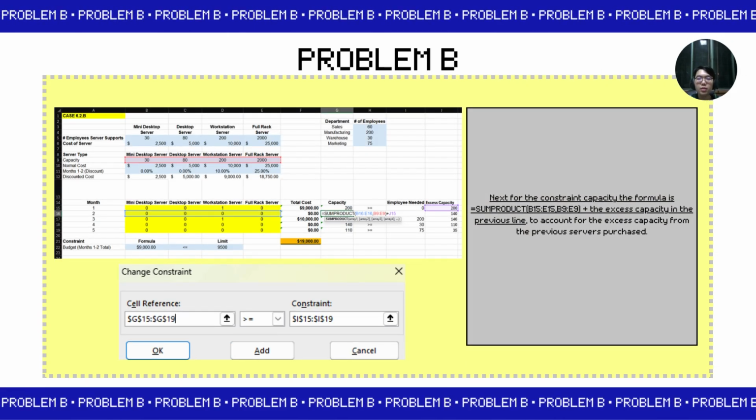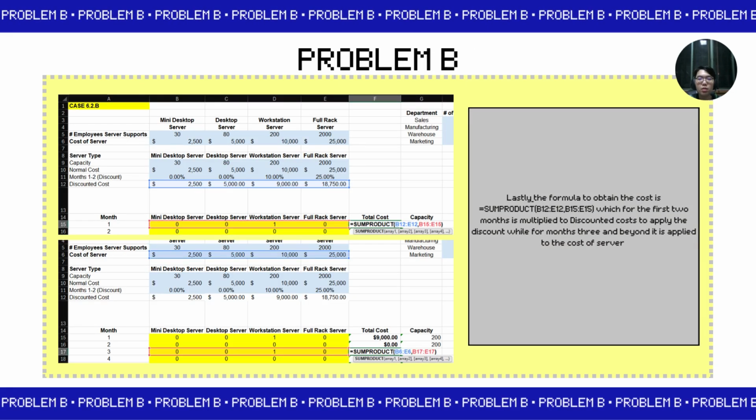Next, for the constraint capacity, the formula is sum product B15 to E15 and B9 to E9, plus the excess capacity in the previous line, to account for the excess capacity from the previous servers purchased. Lastly, the formula to obtain the cost is sum product B12 to E12, comma, B15 to E15, which for the first 2 months is multiplied by the discounted cost to apply the discount, while for months 3 and beyond, it is applied to the cost of the server.